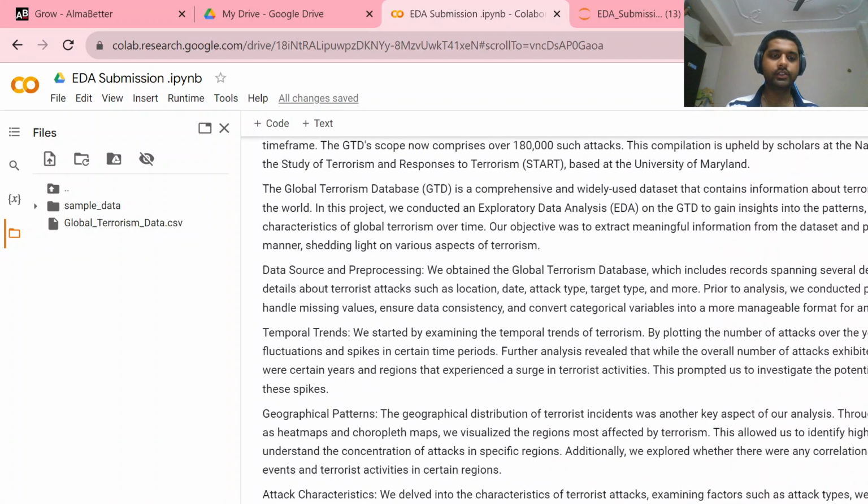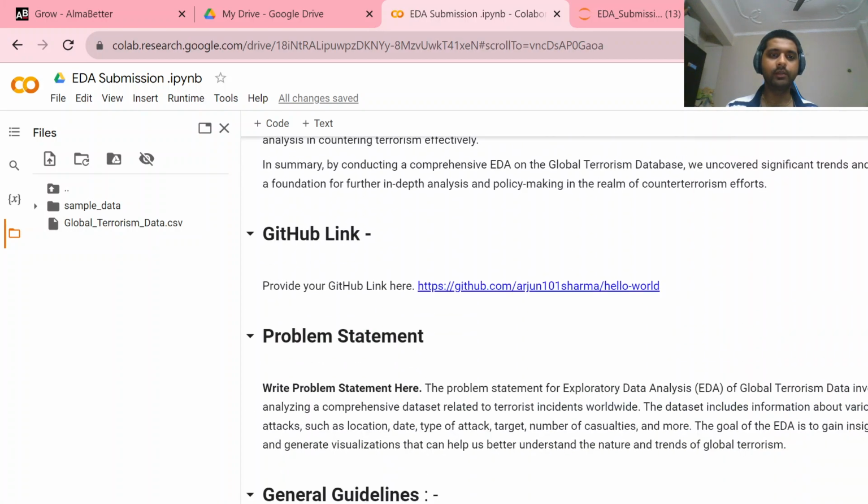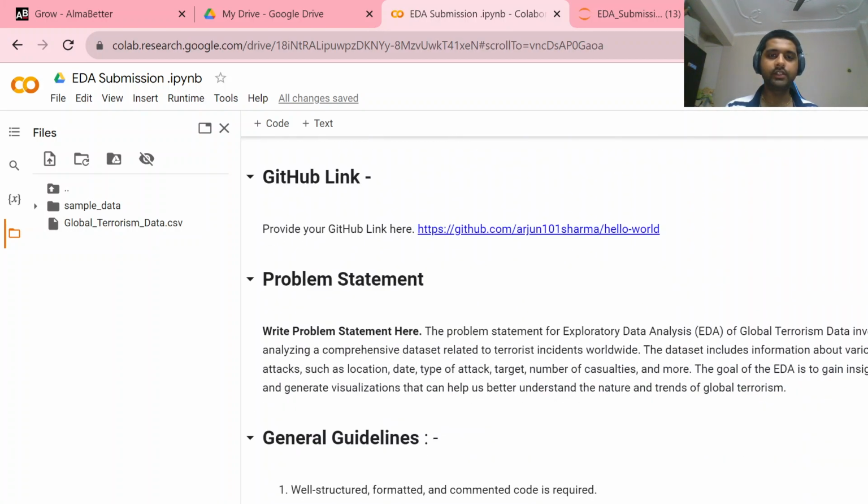Next, this is our GitHub link. The problem statement is that we will perform EDA to find the patterns and trends of the attacks, the year of the attacks, the location, and the regions, so that we can find a particular pattern from the visualization and come up with a solution.